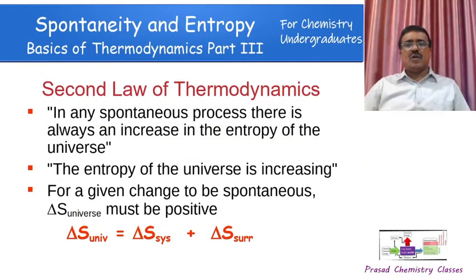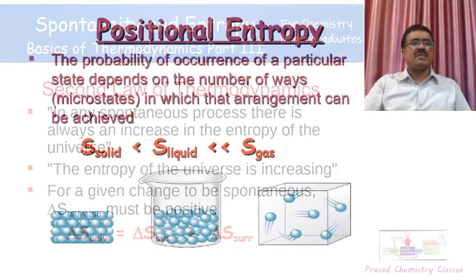The second law statement can be given like this: in any spontaneous process, there is always an increase in the entropy of the universe. The entropy of the universe is increasing. All these are statements of the second law. For a given change to be spontaneous, delta S universe must be positive.